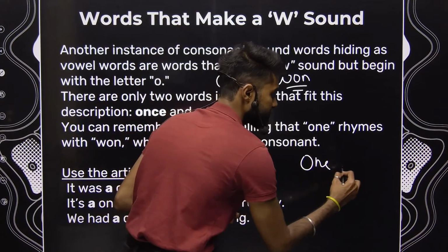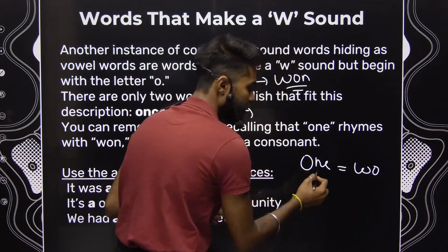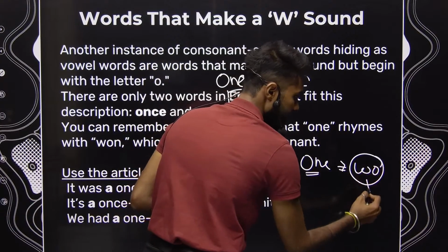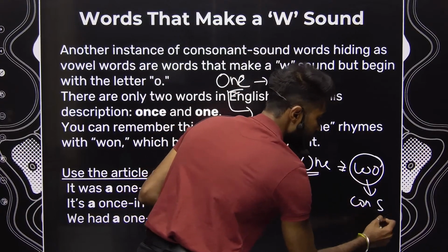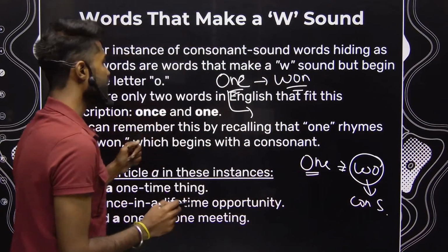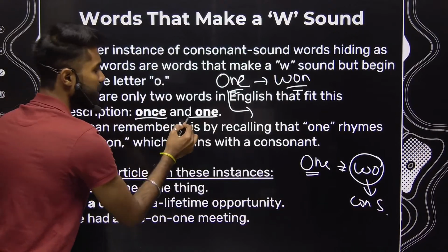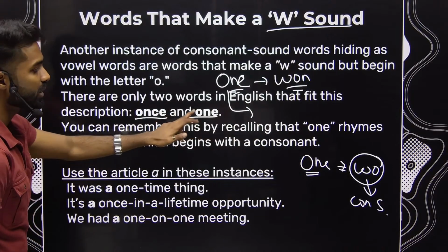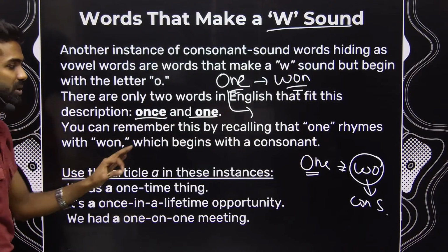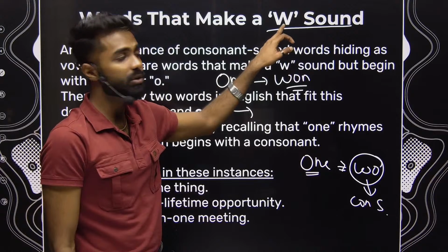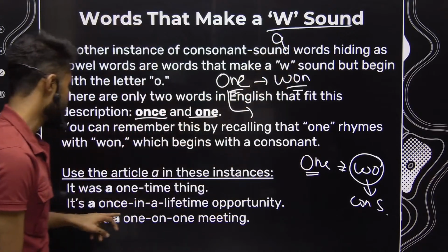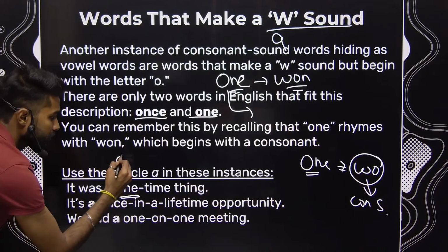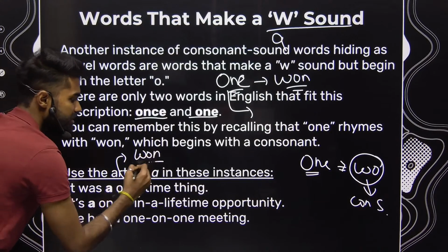How is one pronounced? One. So this W is a consonant sound. Whenever I'm using once or one, it is giving me a W sound. So if it is a W sound, then I'll be using a before it, right? See, it was a one time. See, one. W-O-N is the sound.